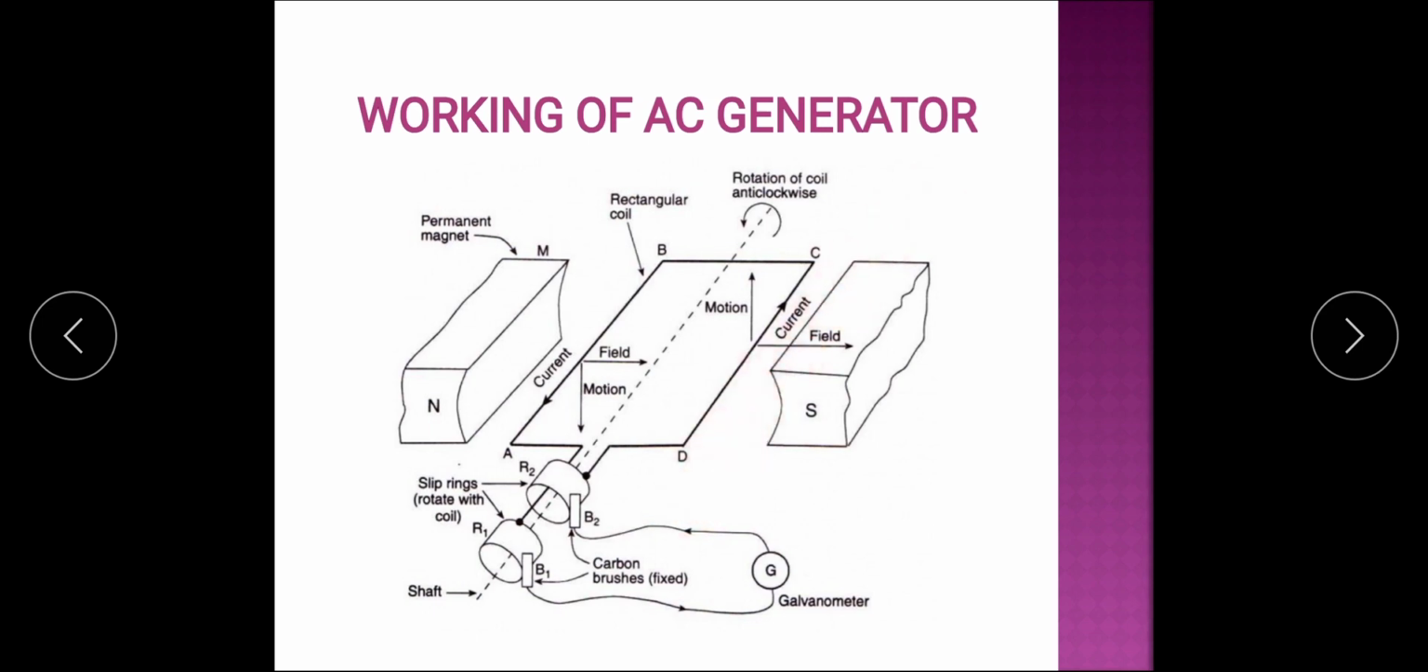As a result, the direction of current in the external circuit will be from brush B2 to brush B1. So after half rotation, the direction of current in the external circuit will reverse. Such a current which reverses its direction periodically is called AC, alternate current, and the device is the AC generator. This is how an AC generator works.